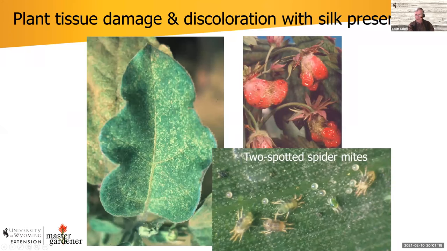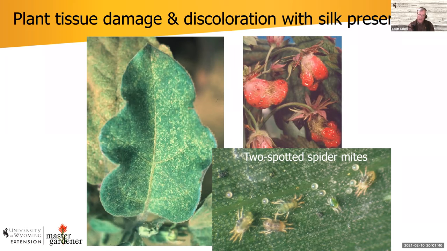So these are the eggs. The females lay relatively large eggs. This is where things like minute pirate bugs or predatory thrips can be an aid in suppressing the populations of spider mites. Sometimes, as the result of an insecticide application that has an impact on those beneficial insects, you can have spider mite flares.